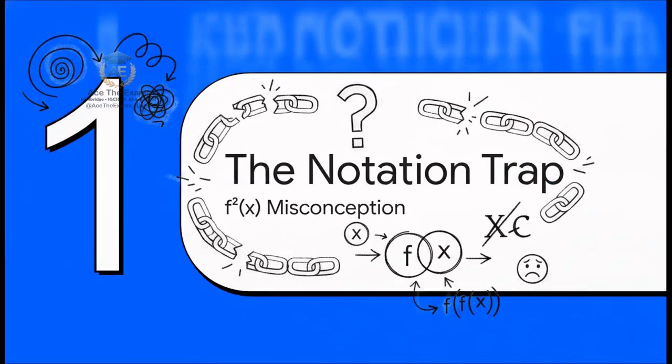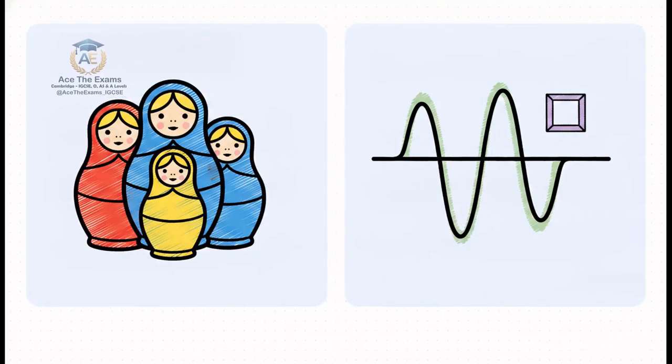Starting with Section 1, the notation trap, and specifically the f squared of x misconception. Let's compare the notation. Look, in standard algebra, writing f squared of x universally signals a composite function, right? It means f of f of x. But applying this exact same algebraic format to trigonometric functions is a major mathematical faux pas. This is exactly where our student Alex lost marks. When you want to square a trigonometric function, the proper notation is strictly sine squared of x. That means the sine of x all squared.